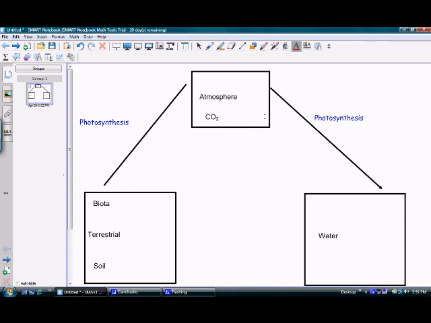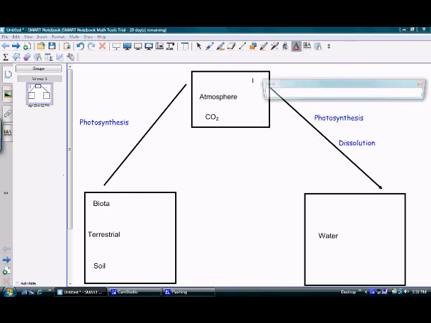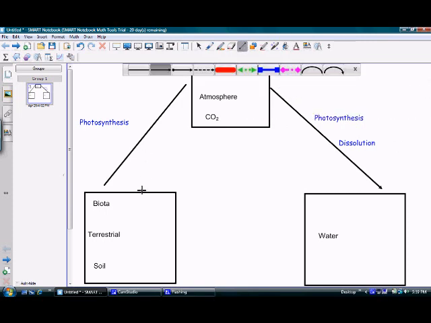Another way that carbon dioxide gets into the water system is through dissolution, or in other terms, organic carbon from the water evaporates and then comes back down in rainwater. Carbon also moves from the terrestrial and the water pools back into the atmosphere.